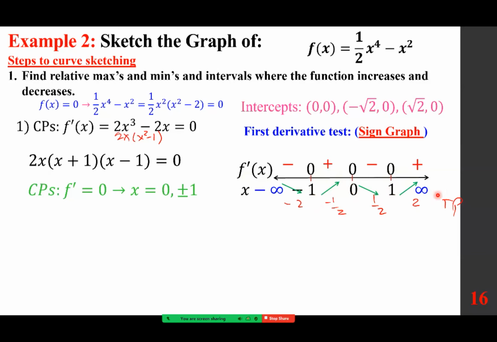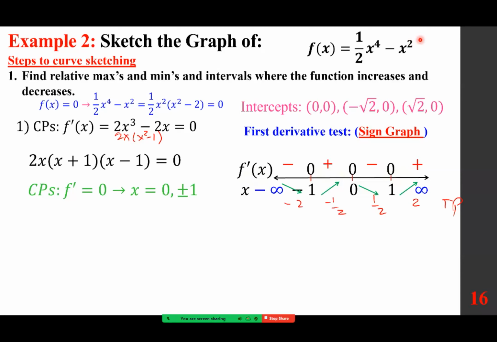And we need to find the local max and local min. Well, decreasing changes to increasing, this is a local min. Increasing to decreasing, local max. Decreasing to increasing, local min. All those 3 values, we have to evaluate the function at.